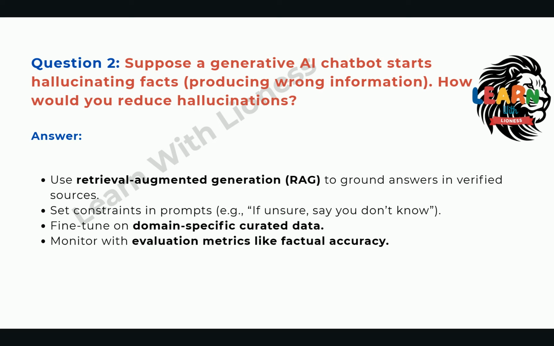Answer. Use retrieval-augmented generation, RAG, to ground answers in verified sources. Set constraints in prompts, e.g., if unsure, say you don't know. Fine-tune on domain-specific curated data. Monitor with evaluation metrics like factual accuracy.